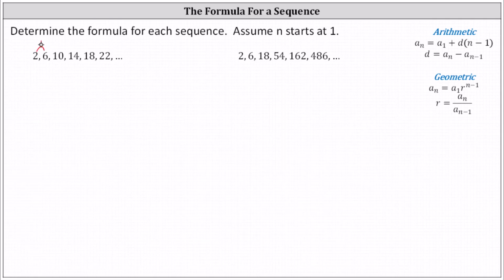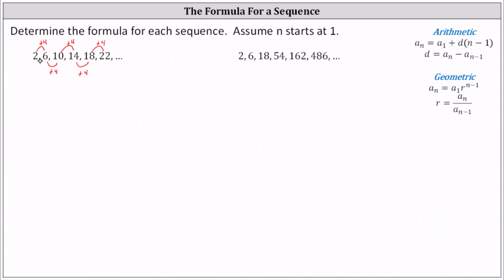2 plus 4 is equal to 6. 6 plus 4 is equal to 10. 10 plus 4 is equal to 14. 14 plus 4 equals 18. And 18 plus 4 equals 22. Because we have a pattern of addition, this is an arithmetic sequence.